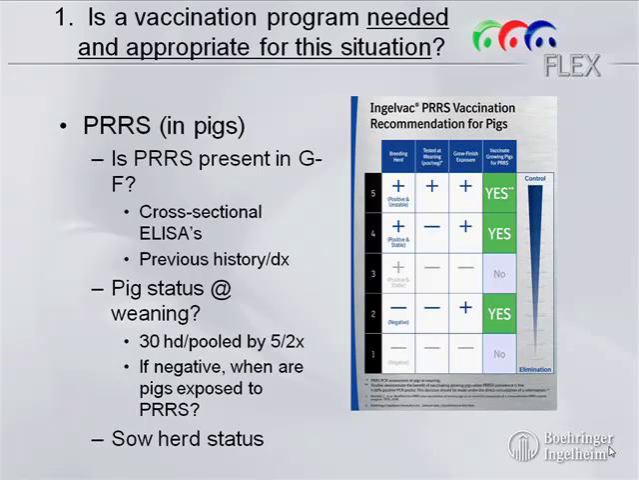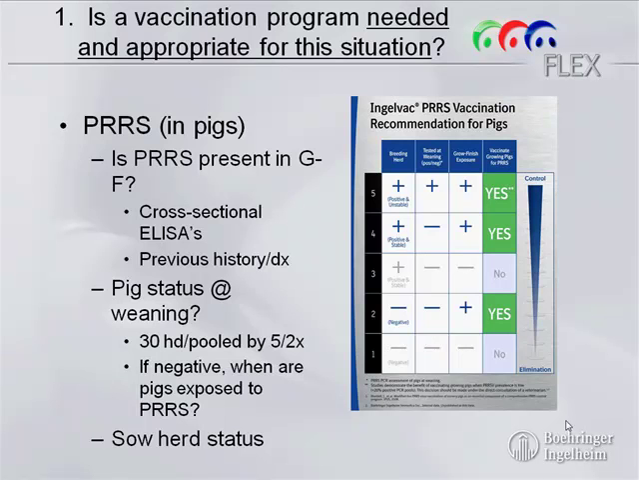So stepping back from grow finish, now we can determine maybe those pigs are exposed at weaning. Are they exposed at weaning? How do we know? We can bleed due to wean pigs or newly weaned pigs. And typically we would bleed 30 head and we'd pool them by 5. We'd probably do it twice, at least a week apart, and try to understand what's the prevalence. Do we have a whole lot of positive pigs at weaning, or do we only have a couple positive pigs at weaning? And that's where these 5 different profiles come in, or the PRRS vaccination recommendation chart comes in.